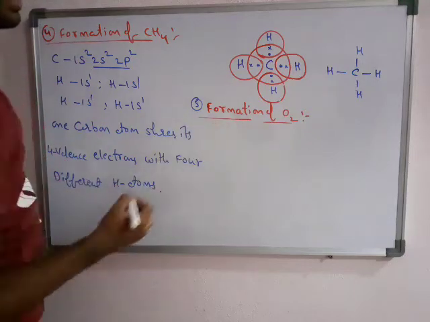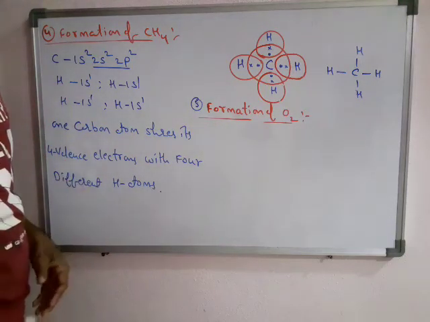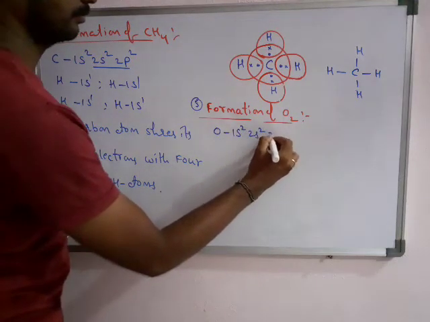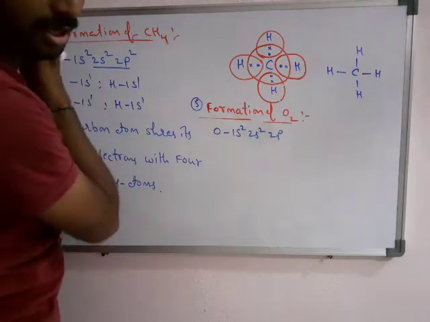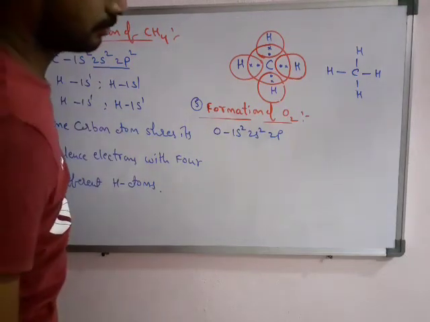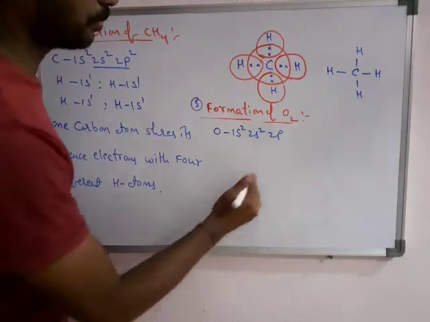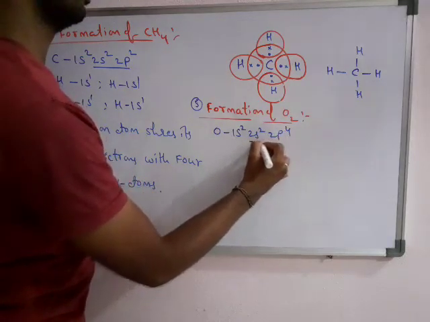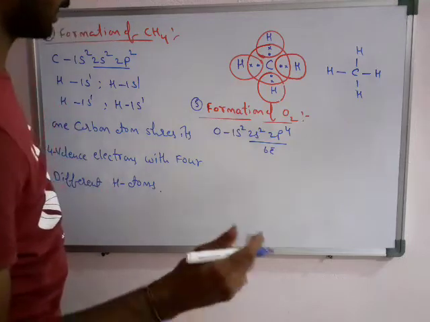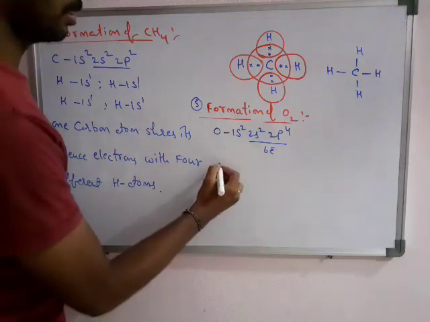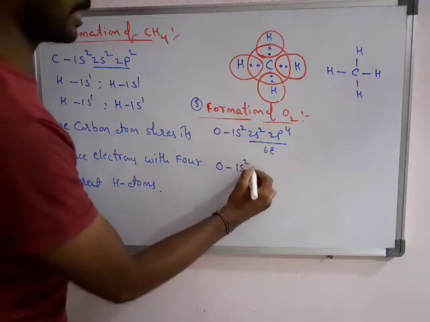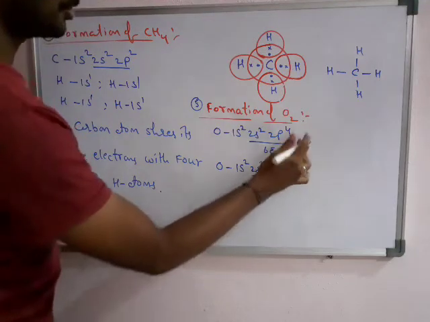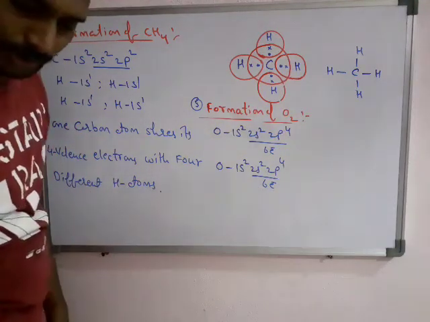Formation of dioxygen. You must know the configuration. Without knowing the configuration, it is very poor to understand this covalent bond. Oxygen needs how many electrons? 6 electrons, again it needs 2 electrons. The other oxygen also has the same condition. So both oxygens need 2 electrons.